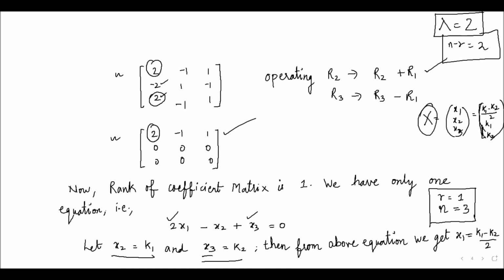So how many vectors do we have to consider? That is n minus r, that is 2, and those 2 should be independent. So for any eigenvalue lambda, we will be finding n minus r independent eigenvectors. So here, for lambda equal to 2, n minus r is 2. By considering suitable values of k1 and k2, we will be finding two independent eigenvectors. So let us see what values we should consider so that we get two independent eigenvectors.